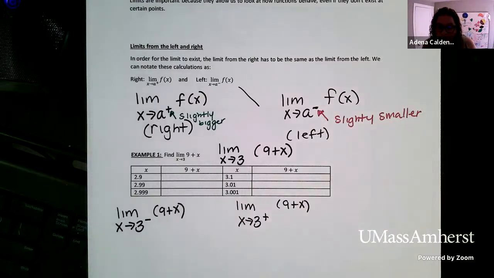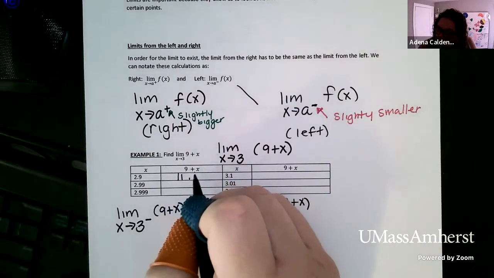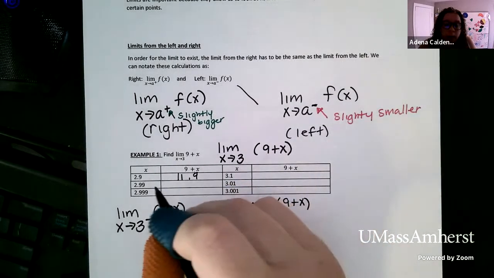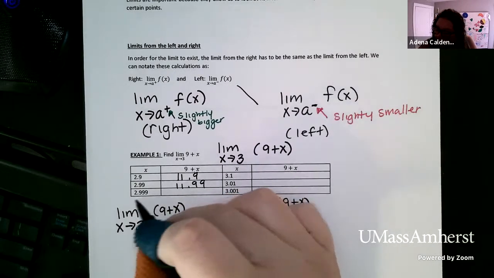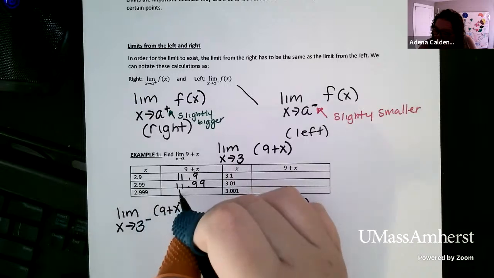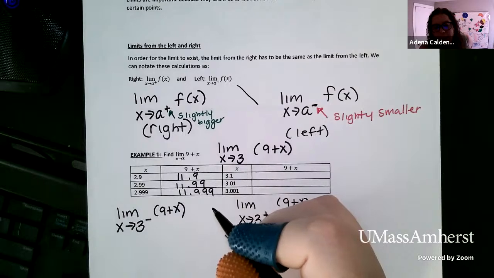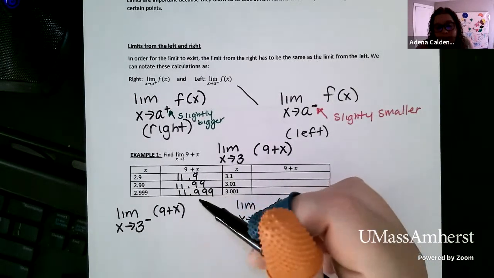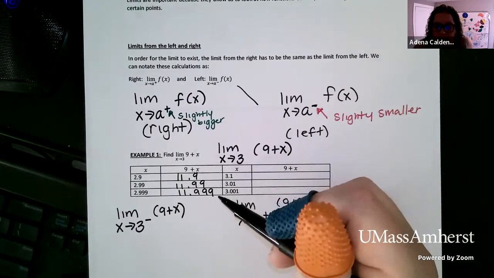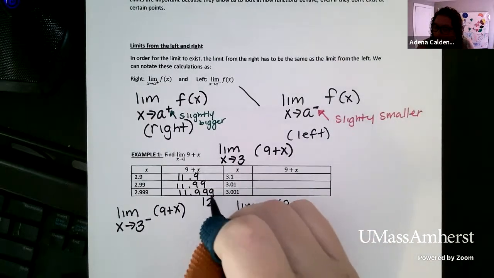All right. So when we plug these values in, we plug 2.9 in and we get 11.9. We plug in 2.99, we get 11.99. We plug in 2.999, we get 11.999. And this is where we take our critical thinking and our mathematician hats and we say, okay, this is approaching 12 because every time I get a little bit closer, I add another 9, which is getting me a little bit closer to the value of 12.